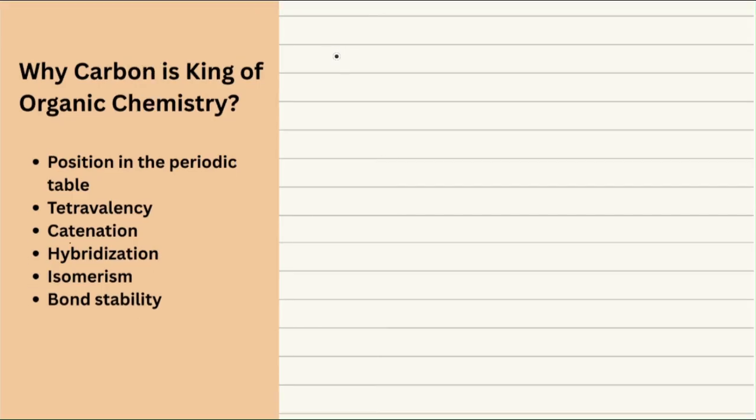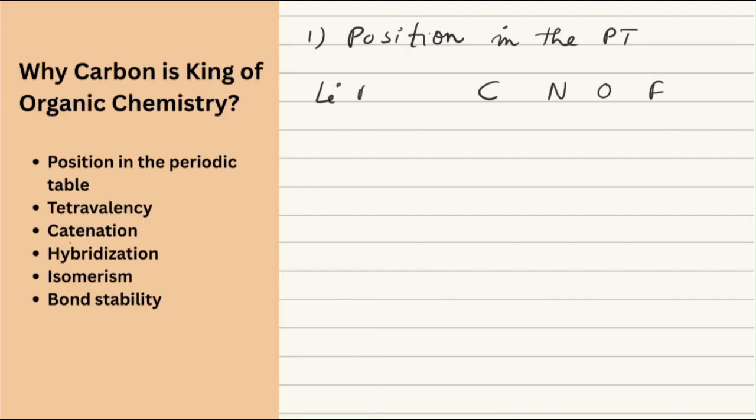At first, let's understand what is the position of carbon in the periodic table. The carbon with atomic number 6 is positioned in the second period of the periodic table between electronegative elements like nitrogen, oxygen, fluorine, and electropositive elements like lithium, beryllium, boron. You can see that it is placed in between electronegative elements and electropositive elements.